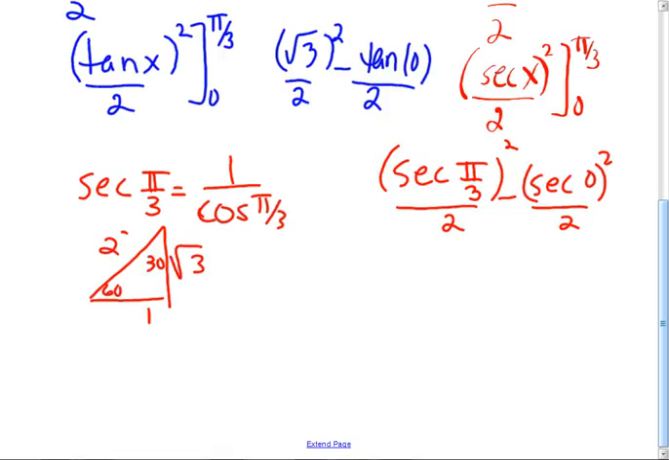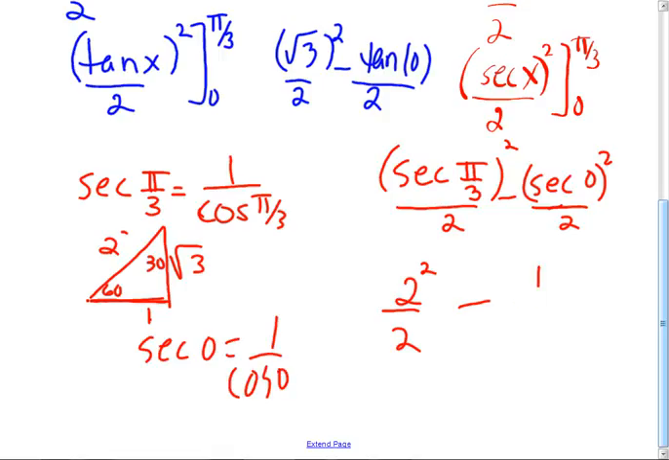Yes, you should be that fast. What's the cosine of this angle? Cosine is 1/2. So what's the secant? It's 2, right? So this is 2 squared. You're saying this isn't going to work. Watch. Minus, what's the secant of 0? You guys, what is the secant? 1. Secant of 0 is 1 over the cosine of 0. That's right. It's 1. What's 4 over 2 minus 1/2? 3/2. It works either way. It's kind of cool. No, not kind of cool. It is cool.